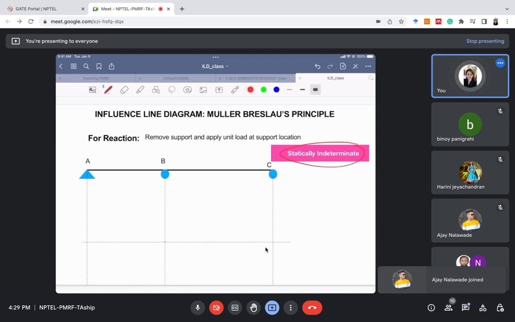It's very important that before starting any problem, you make sure whether the beam is statically determinate or statically indeterminate.